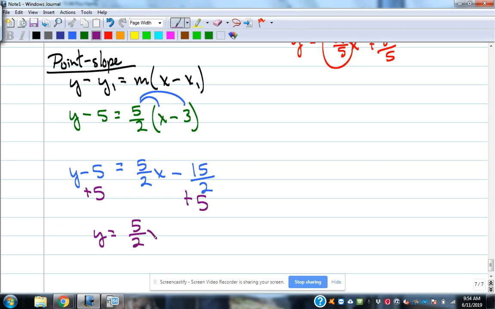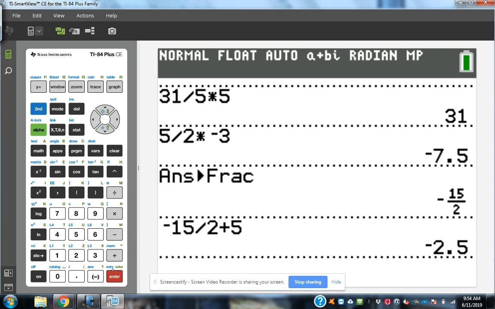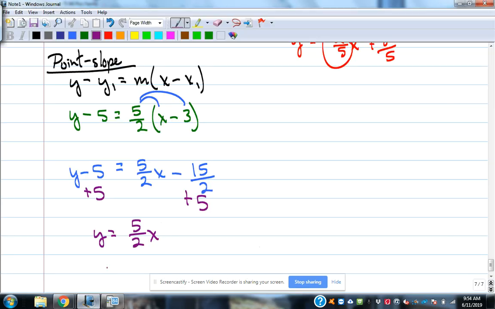That's 5/2x, and then I just need to work this out. So negative 15/2 plus 5. Math, enter. Negative 5/2, so minus 5/2. There, we're in slope intercept form for that problem.